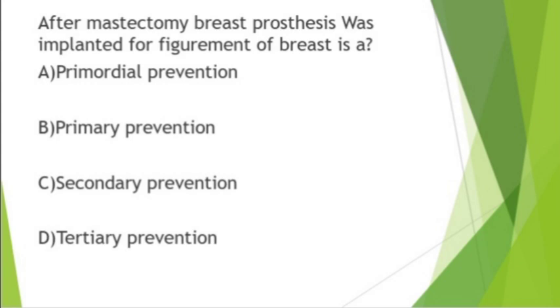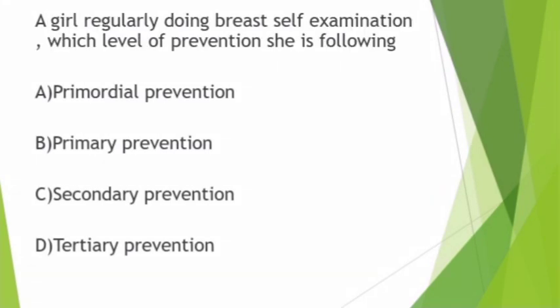We already discussed all the levels of prevention. What is primordial prevention? It includes health education and health promotion. Primary prevention includes action taken to prevent the occurrence of a disease. Secondary prevention includes early detection and treatment. And the tertiary prevention includes disability management and rehabilitation. Here the correct answer is option D, tertiary prevention: disability limitation and rehabilitation.